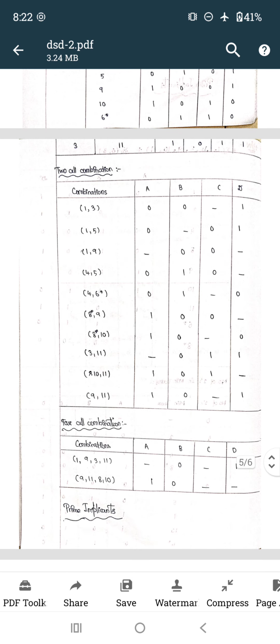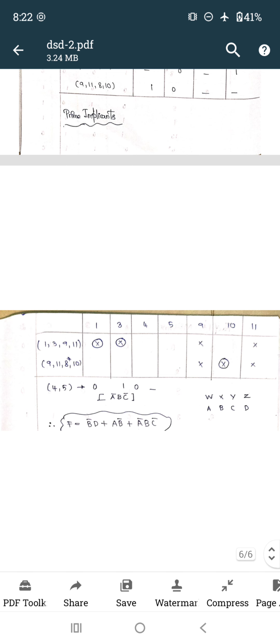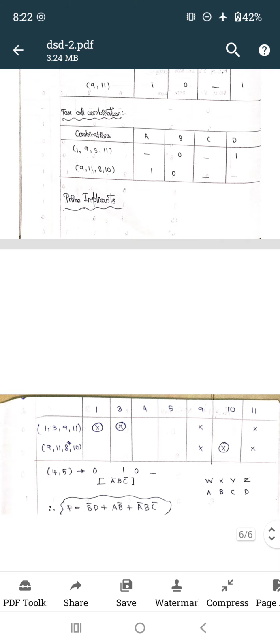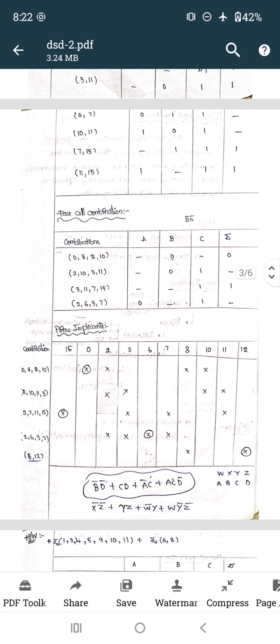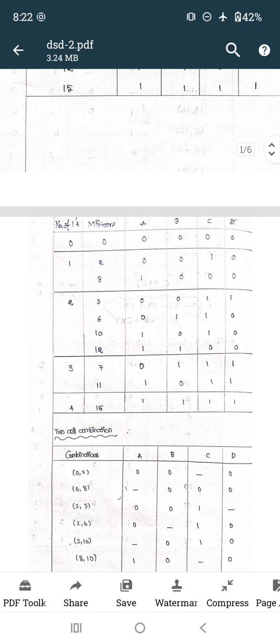For the 4 comma 5 we need to check with these two cell combinations. Here a bar b c bar. So next we are going to write a bar b c bar. So by using this we have reduced the given function by using the Quine-McCluskey or tabular method. So we are going to summarize the Quine-McCluskey method. Here in this lecture video we have discussed two problems for the Quine-McCluskey method. First problem is without don't care condition and second problem is with don't care condition.